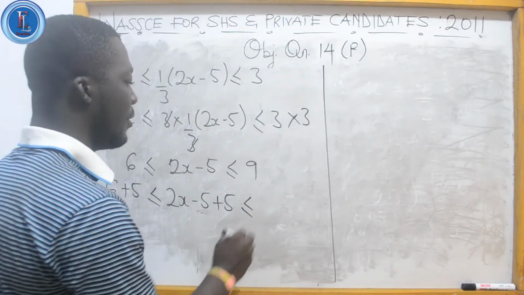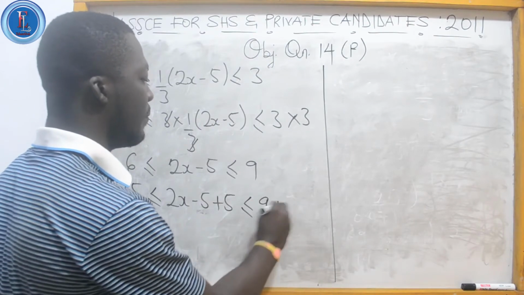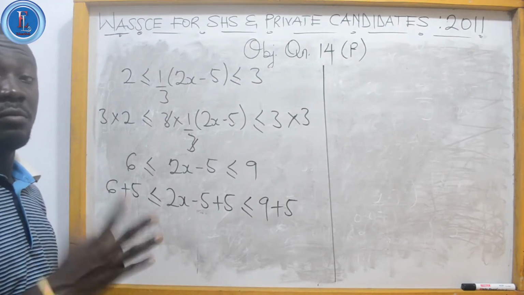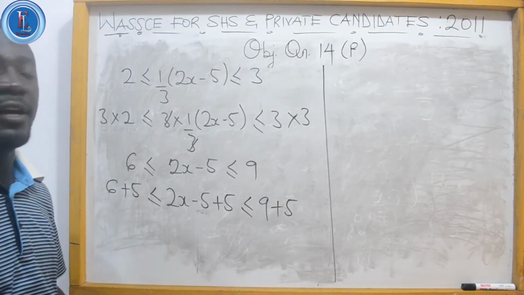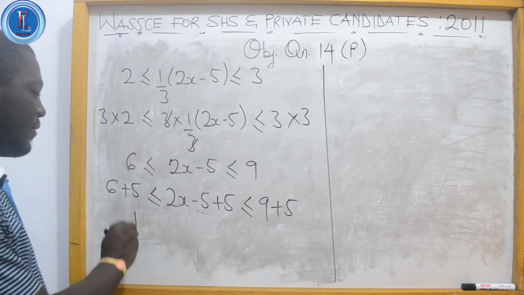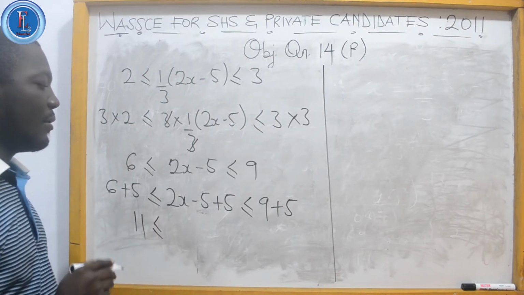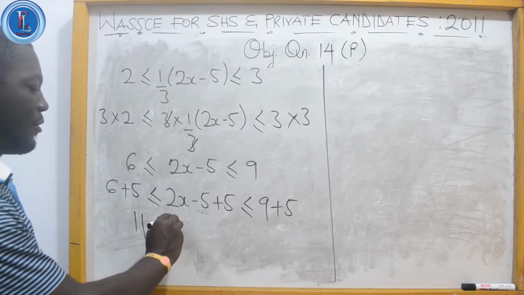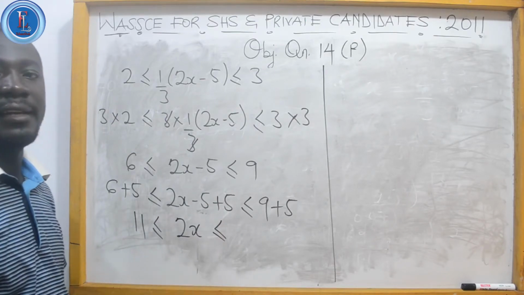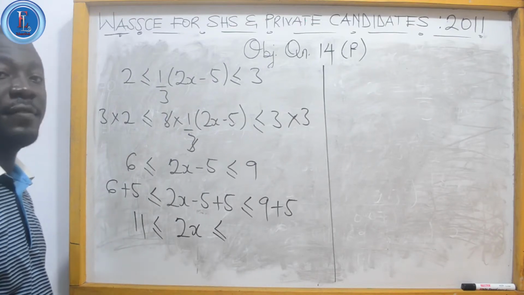Should be less or equal to 9 plus 5. And whatever you are doing, you have to do to all the sides, the 3 sides we have here. 6 plus 5 will give us 11. Then this will turn 0. So we have 2x here, less or equal to 9 plus 5 is 14.